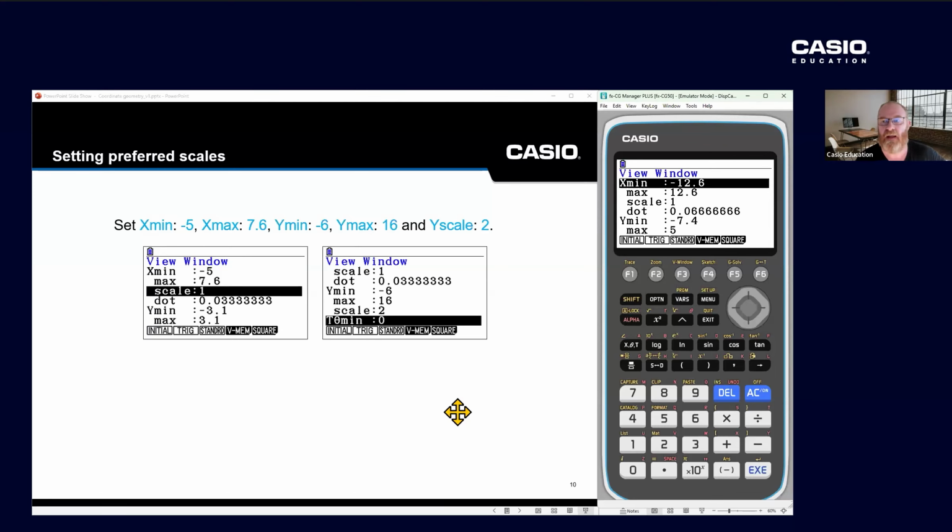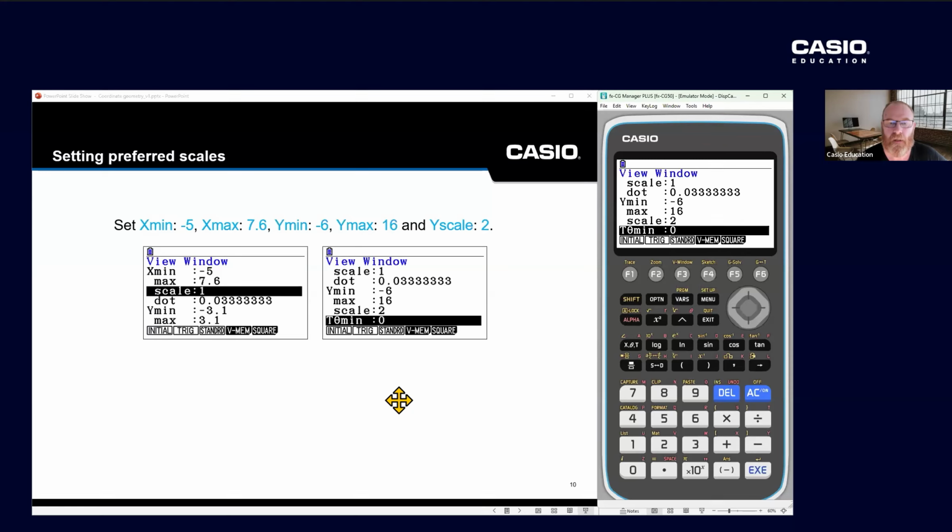We've got some scales there, and I'd like to change them. So we've got X-min, X-max, that's the horizontal scale, Y-min, Y-max, the vertical scale. If you have a quick go at changing those to go from -5 to 7.6, enter the value and then confirm with execute. I'll stick with a scale of 1, and then I'll change the Y values to go from -6 to 16, but now with a scale of 2.